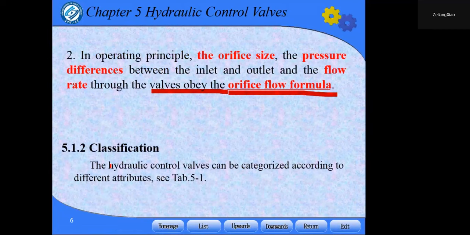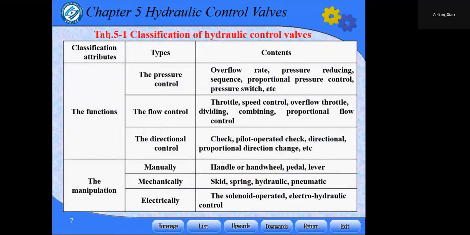5.1.2, classification. The hydraulic control valves can be categorized according to different attributes, seen in the next table. As described in this table, this is the classification of hydraulic control valves. If we classify based on their functions, they can be divided into three parts: the pressure control we have mentioned, and the flow control, and the direction control. This kind of classification we have mentioned already.